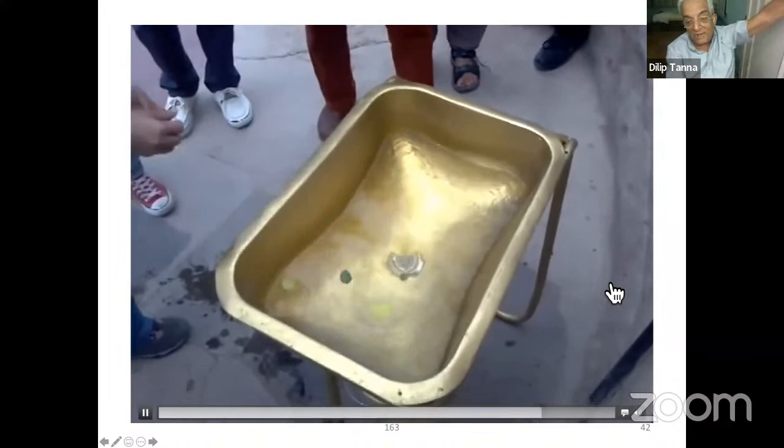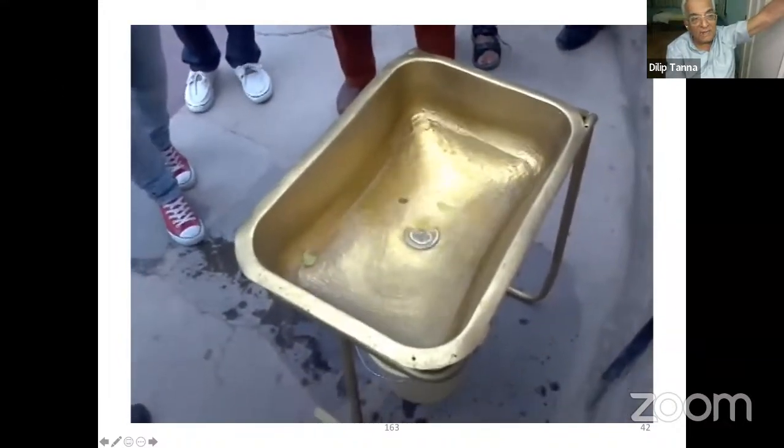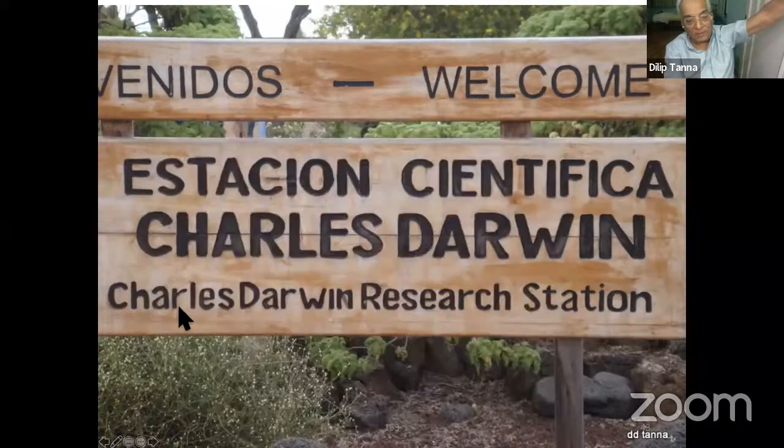Now it is moving in the anti-clockwise. So this is the peculiar phenomenon happening on the equator. And there we met this Galapagos. We went to Ecuador and from Ecuador to Galapagos. And this Galapagos is the Charles Darwin Research Center. He is the one who first did this Darwin's research.